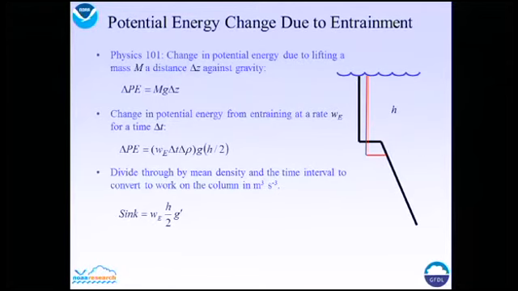Now we're going to divide through by the mean density and the amount of time that we ran this over, and this will just convert it into a rate of work that we have to supply. This is a sink. You have to supply a source to balance it. Okay? So what can that source be?